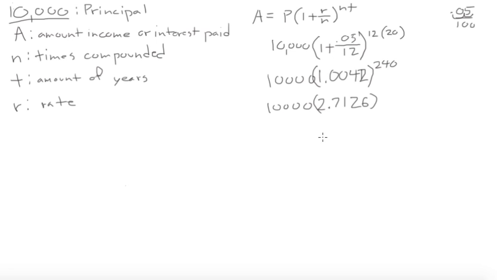So if, by chance, you took out a loan of $10,000, school loan or something, right? And you take your time to pay it back, and it's compounded monthly, and it's a 5% rate, right? And it takes you 20 years to do it. Well, then at the end of that, you're going to pay $27,126.40.